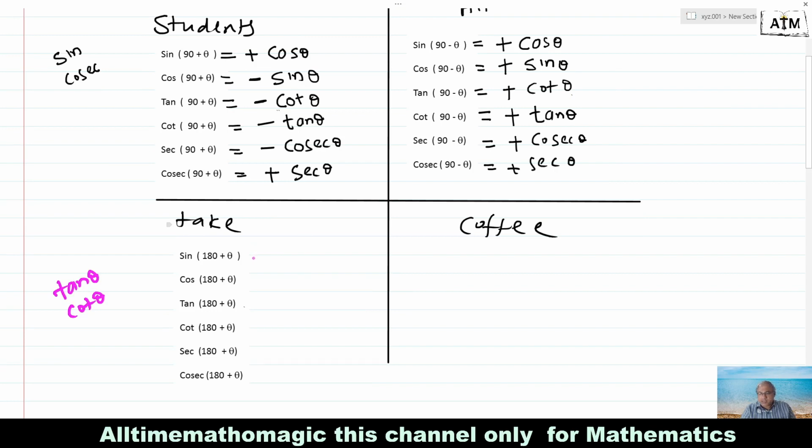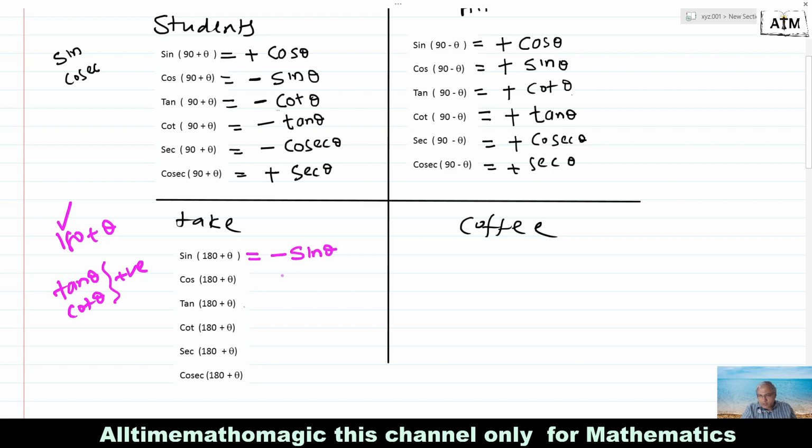Here, sin 180 plus theta. For the third quadrant, the angle is 180 plus theta. And when the angle 180 is there, the allied conversion is not allowed. The same function will appear. Only you have to see the plus and minus. In the third quadrant, tan and cot are positive and the remaining are negative. So sin 180 plus theta, sin is negative in the third quadrant and conversion is not allowed.